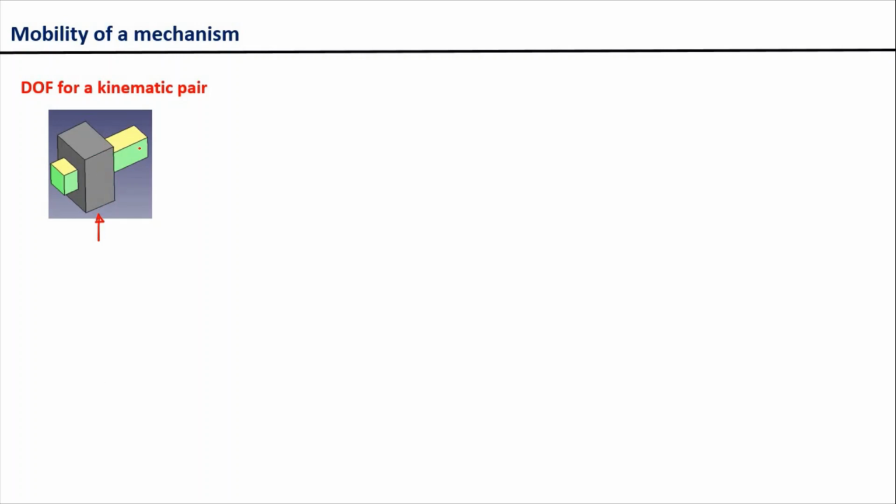Now in this diagram, this rectangular bar can be considered as link 1. Then this rectangular hole can be considered as link 2. Now we can say that link 1 is translating relative to link 2. So only one coordinate, let us assume that coordinate as delta S, is sufficient to define the relative motion between the two links 1 and 2. So in this case, we can say the degree of freedom of this kinematic pair is equal to 1.